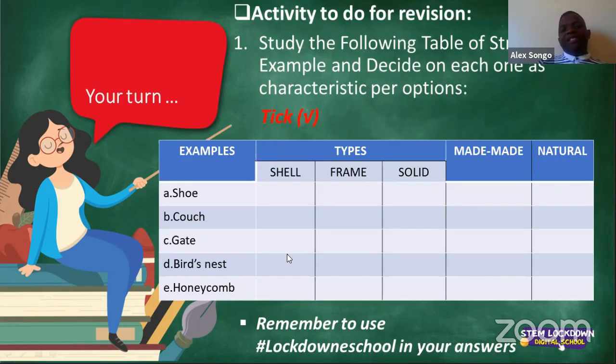Now, as per norm, this is the activity that I'm asking that we do. Ladies and gentlemen, please study the table of the structure examples that are given here. Then you need to decide from the shoe, the couch, the gate, and the bird's nest, as well as the honeycomb, if they are either shell, frame, or solid type structures, then you tell us if they are man-made or they are natural structures.